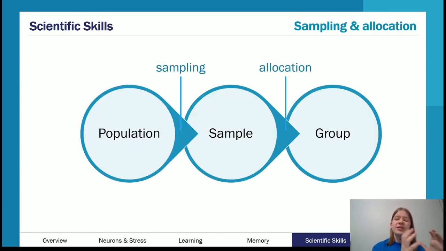So we have some kind of population that we're interested in. We're going to sample from that population for our experiment, and then we're going to allocate them into, for example, our experimental group and our control group.